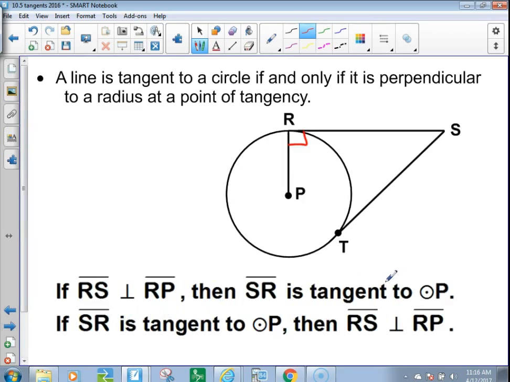Okay, a line is tangent to a circle if and only if it's perpendicular to the radius at the point of tangency. This would have to be a right angle for this diagram for that to be a tangent line. You could also draw one from here to here, and then that would give you angle PTS. If TS is a point of tangency, this would have to be a right angle as well. And the converse is also true.